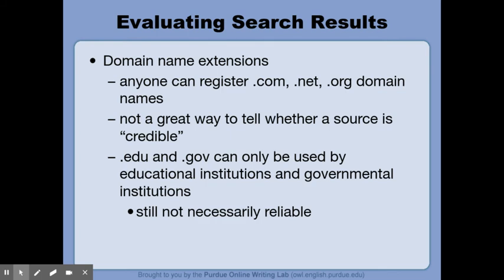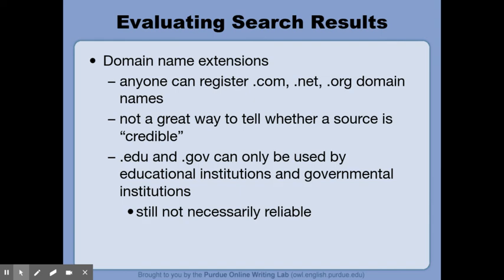Evaluating search results. You can look at domain name extensions. So a domain name extension would be .com, .net, or .org. So anyone can register a .com, a .net, or a .org domain name. This isn't a great way to tell whether a source is credible, but it is a good way to start an assumption of whether or not a source is credible or not.